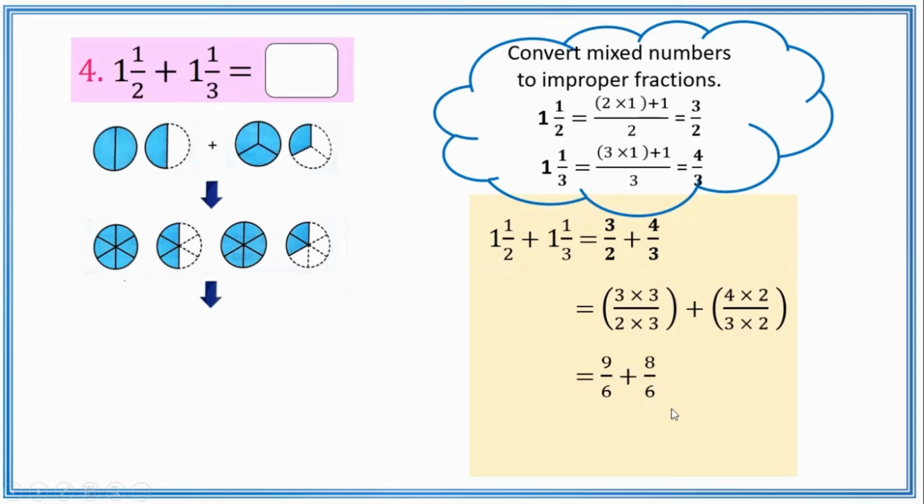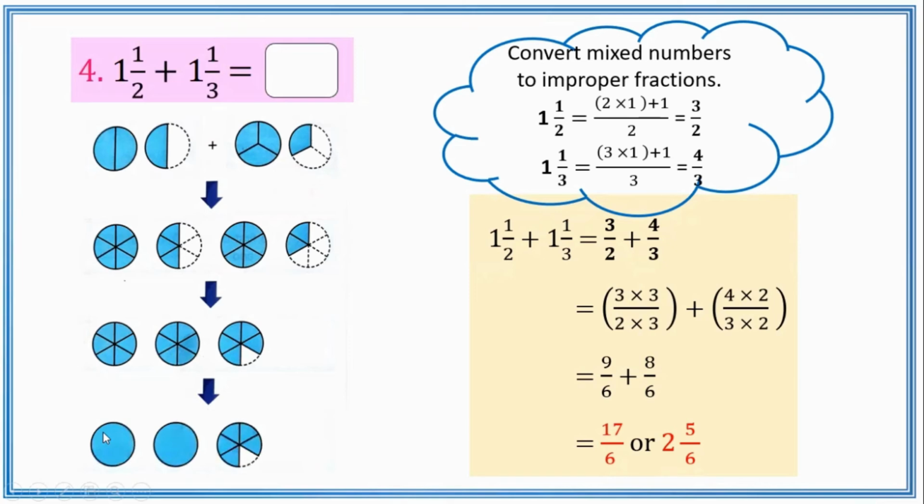Since the denominators are now the same, we can now add the fractions. So 9 out of 6 plus 8 out of 6 is equal to 17 out of 6, or 2 and 5 out of 6. So this is 17 out of 6, or 2 and 5 out of 6.